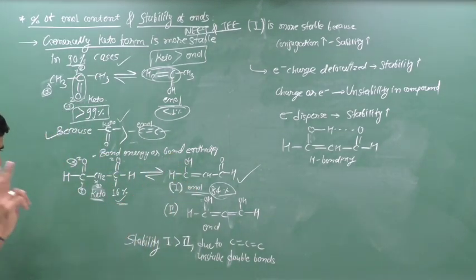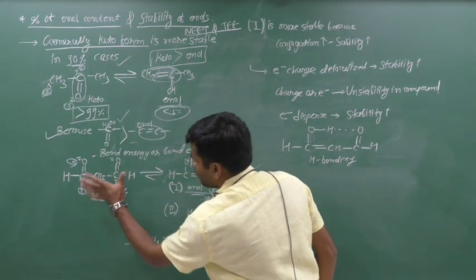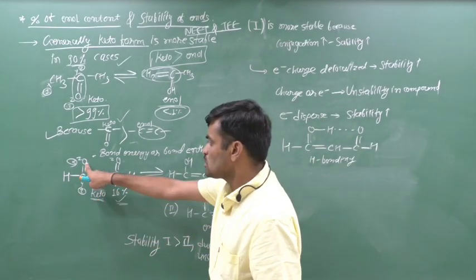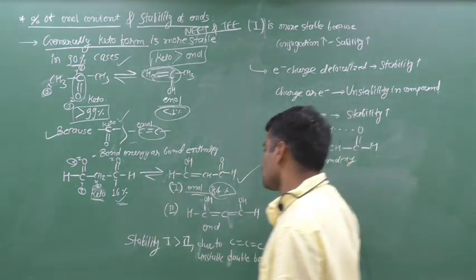But the second possibility is that if we remove both hydrogens from the X, we can give one hydrogen to this oxygen atom and one hydrogen to this oxygen atom, then the compound form is like that.